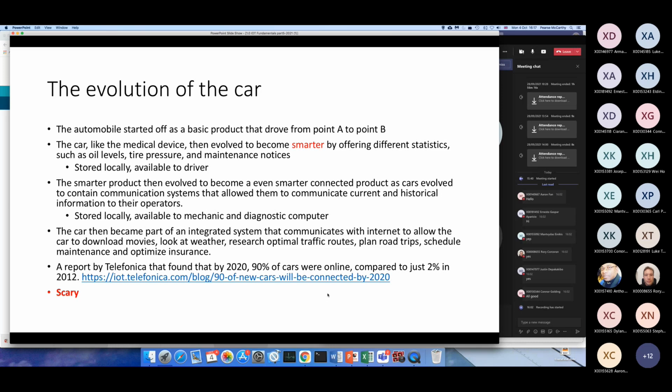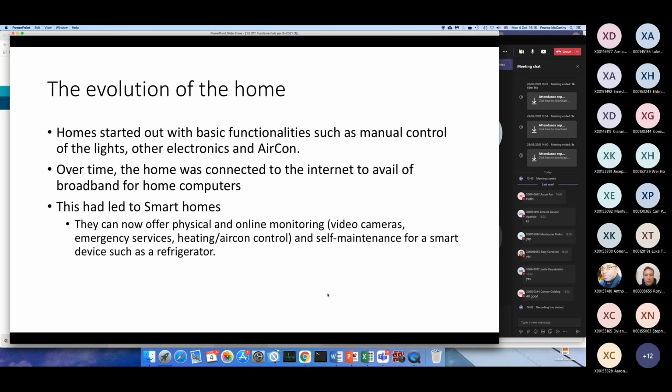Because if you look at that report there, it's an interesting report. By 2020, 90% of cars online compared to 2% 8 years previously. Like, that's incredible growth, right? And that's scale for you, because all these things are connected, but they all have issues, security issues. And then the home is another example.